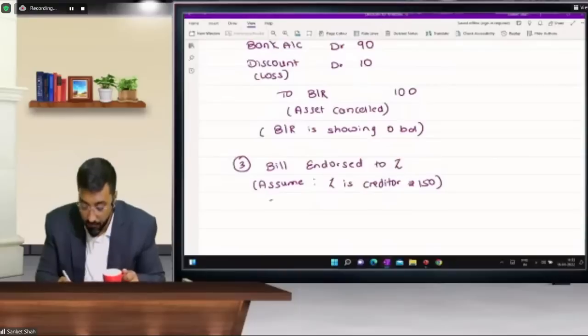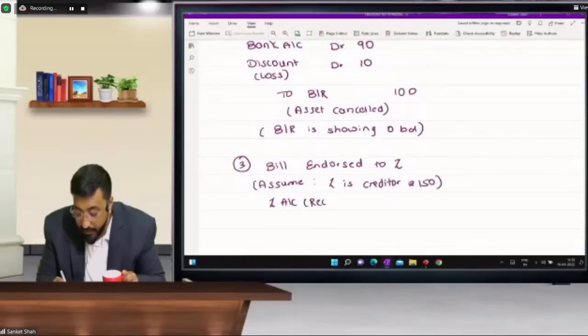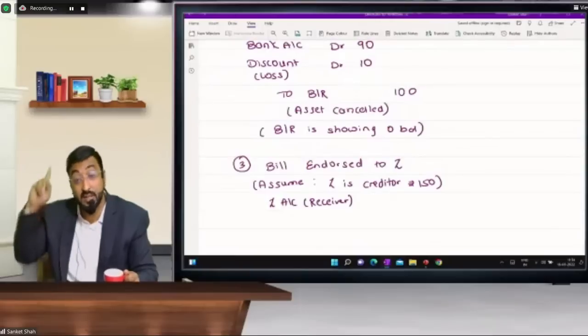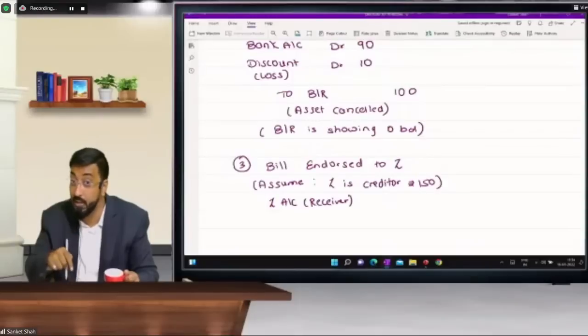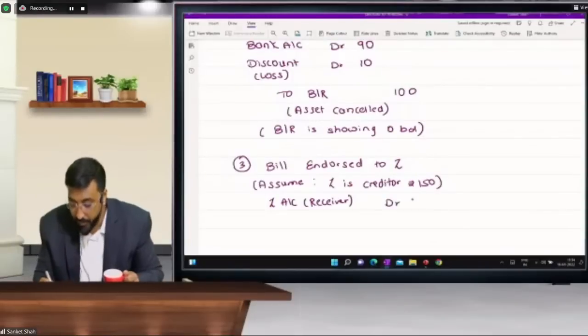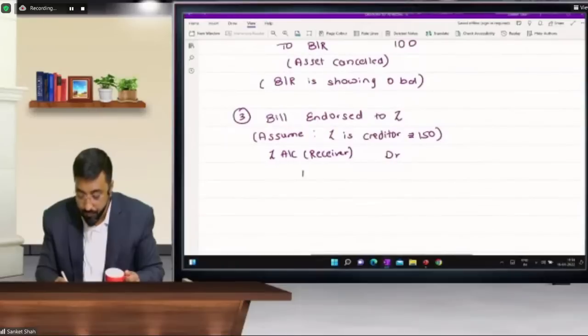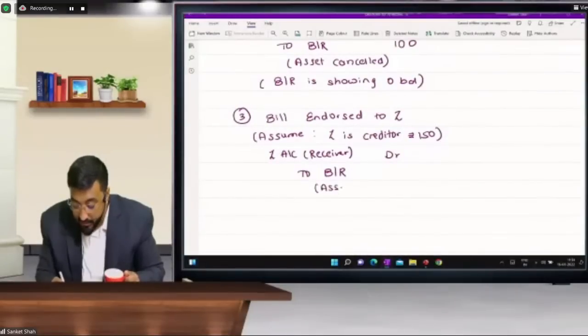So now, Z account debit. Creditor becomes receiver. First day session, very important for this chapter also. Z account debit to bills receivable. Asset cancel. Now bills receivable is showing zero balance.